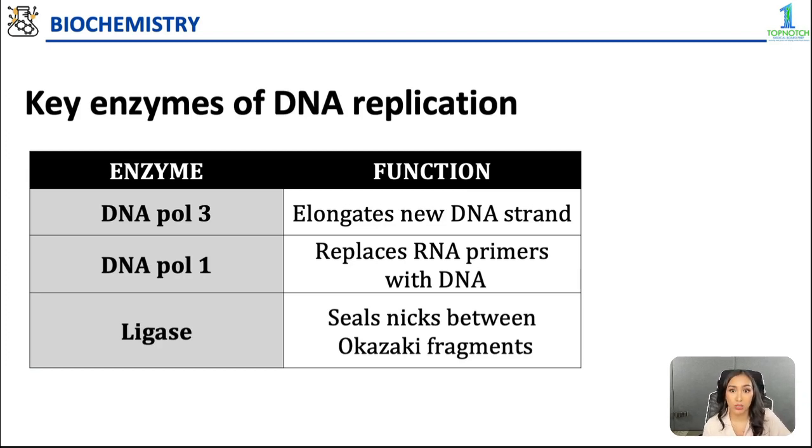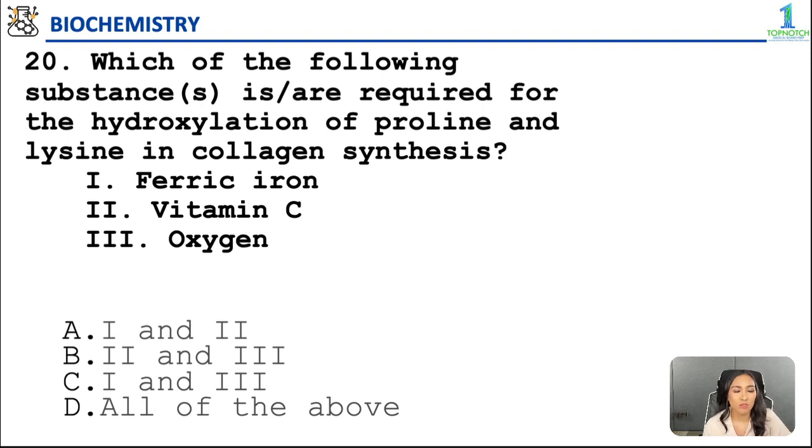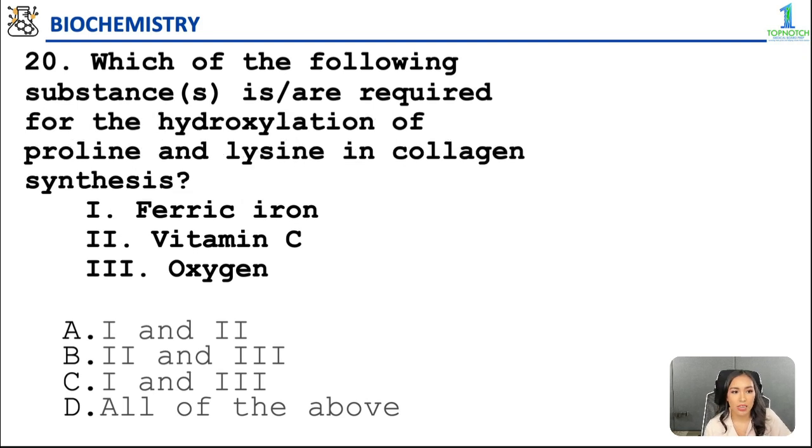Okay, this is a must know. Last na guys, which of the following substances is or are required for the hydroxylation of proline and lysine in collagen synthesis? Ferric iron, vitamin C, or oxygen. So which is the correct answer? It's 2 and 3. So you need vitamin C and oxygen for collagen synthesis.